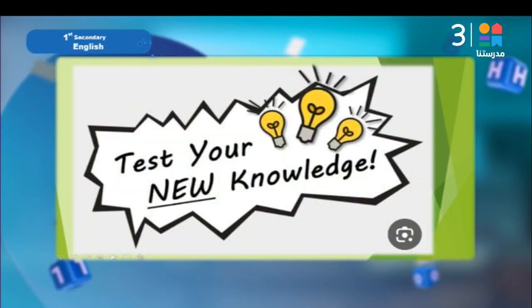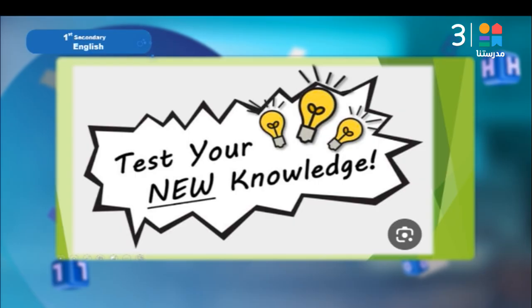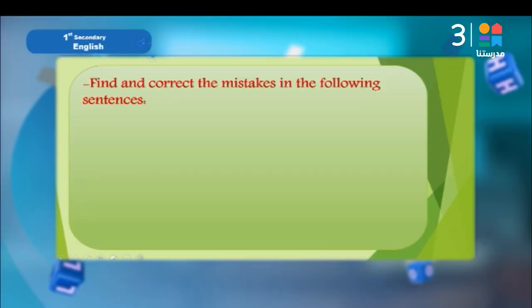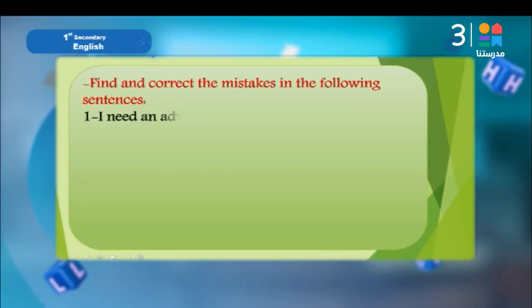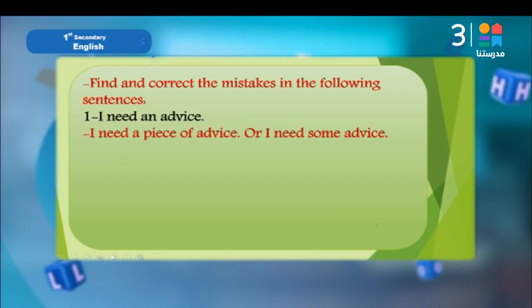Now comes the time to test your new knowledge. Let's see how we can check our progress in understanding such a rule. Question number 1. Find and correct the mistakes in the following sentences. The first one, I need an advice. This is correct, right? I need an advice.